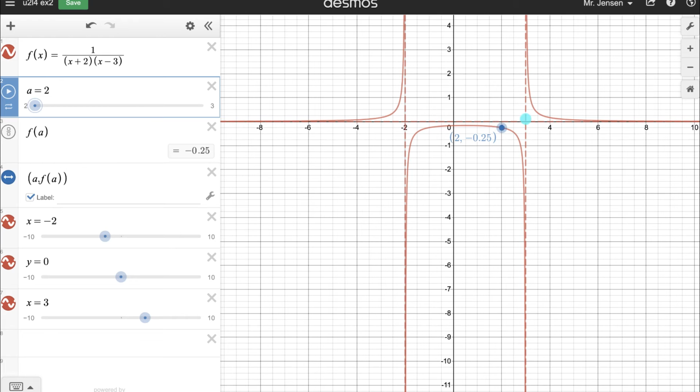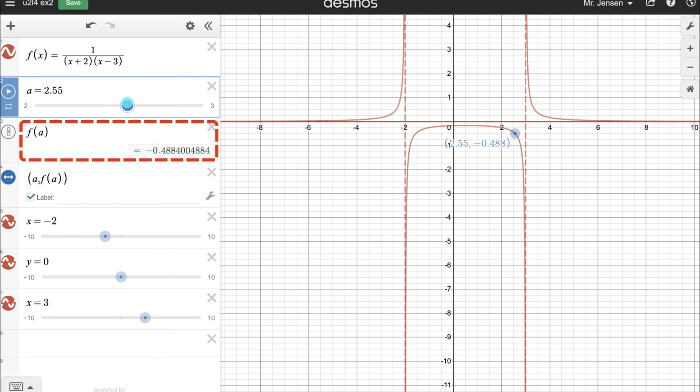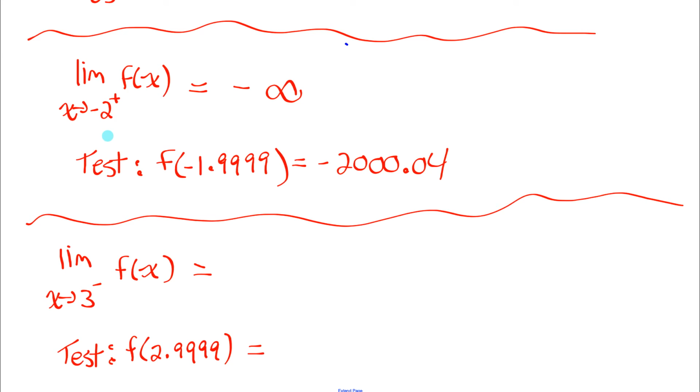Okay, so I have a point to the left of the vertical asymptote at x equals 3, and let's move the point closer. The y values start going infinitely low. And if I set it equal to 2.9999, the calculated y value is negative 2,000.04, which tells us the limit of f of x as x approaches 3 from the left is negative infinity. The function is going towards negative infinity as we approach 3 from the left.